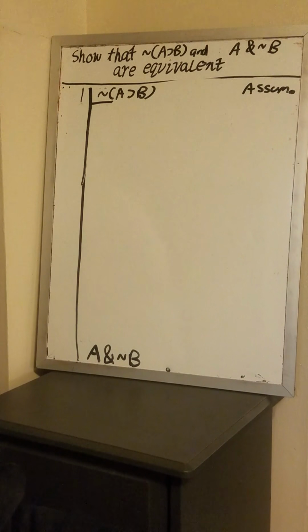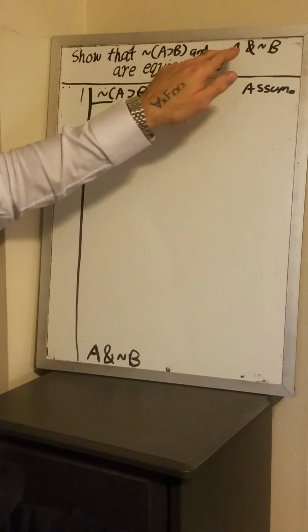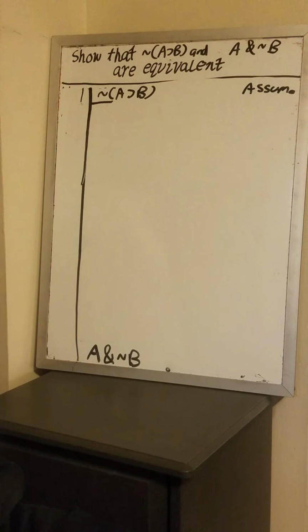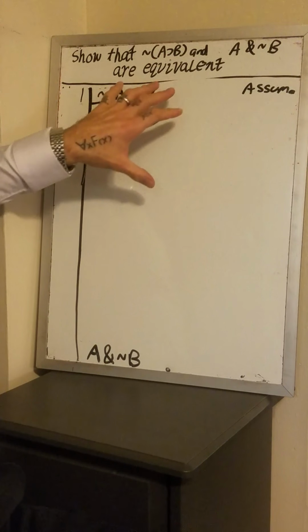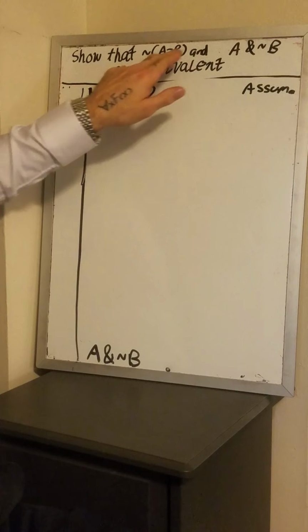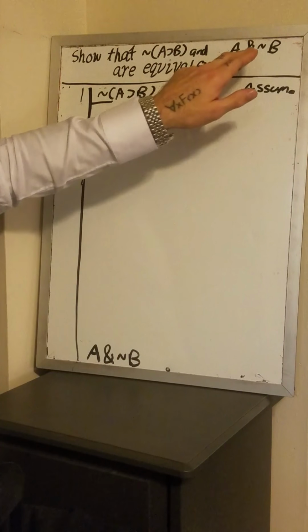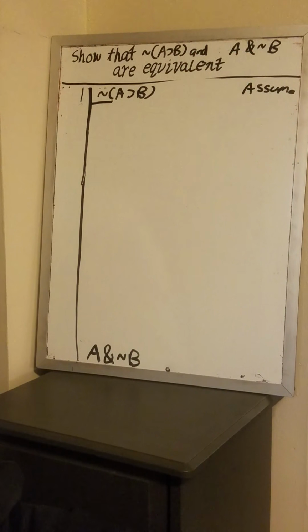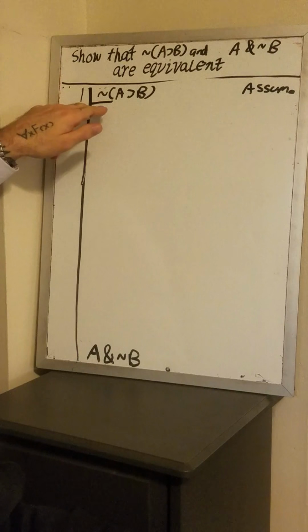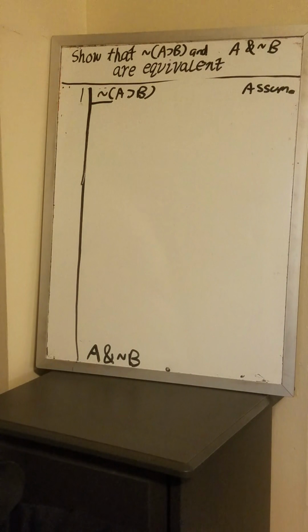So we're going to do a slightly more complicated equivalency here. We're going to demonstrate that not if A then B and A and not B are equivalent sentences. Now this is a much longer proof, so I'm just going to go ahead and show the left to right equivalency, and then I'm going to have to erase this in order to show the right to left equivalency. So right now we're going to try to get from not A therefore B, and we're going to try to derive A and not B from that.